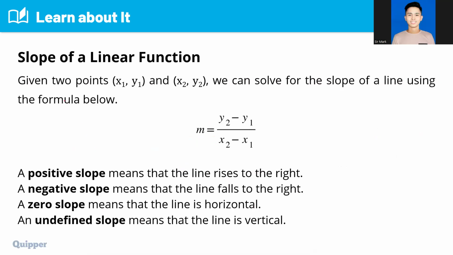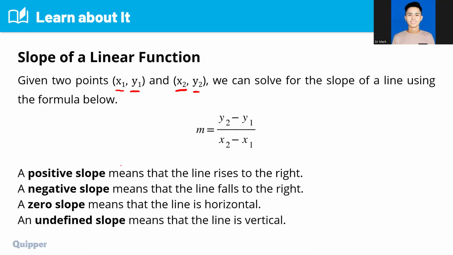In simple words, let's have the formula. Let's say for example, you have 2 points given. Point 1 with coordinates x sub 1, y sub 1, and point 2 with coordinates x sub 2 and y sub 2. We can solve for the slope of a line using the formula below. So slope equals y sub 2 minus y sub 1 all over x sub 2 minus x sub 1. So here, we will just do simple substitution.